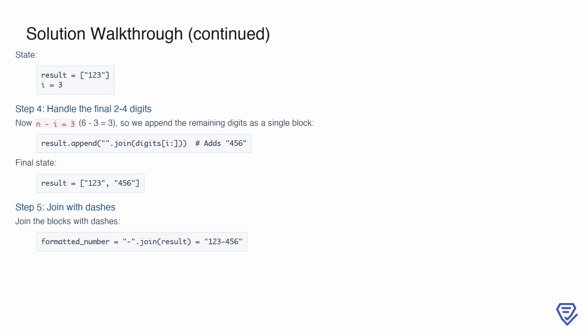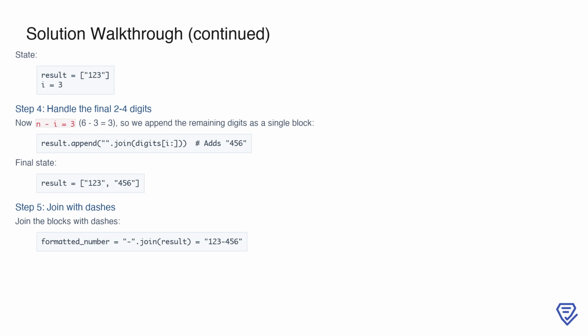Now, there are exactly 3 digits remaining, which means we can append all of them as a single block. Combining the digits from index 3 to the end gives us 456, which we add to the result list. The final state of the result list is 123, 456.